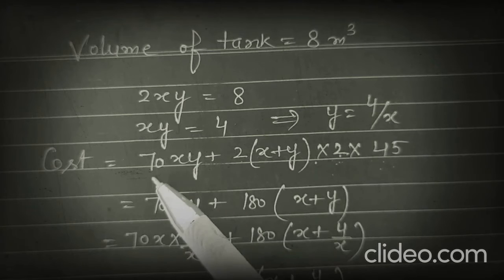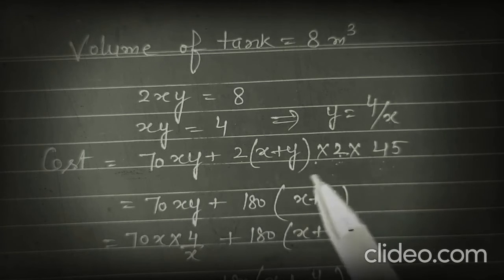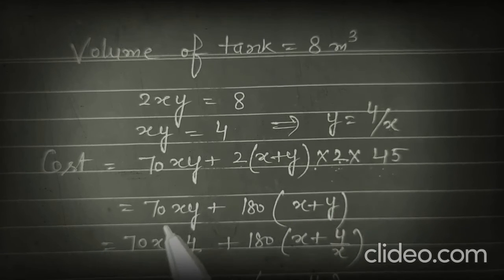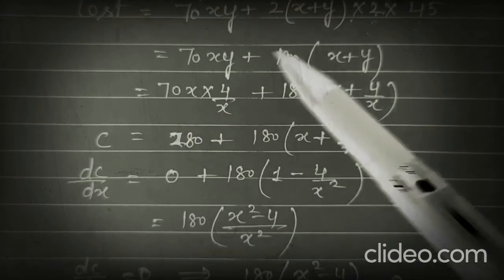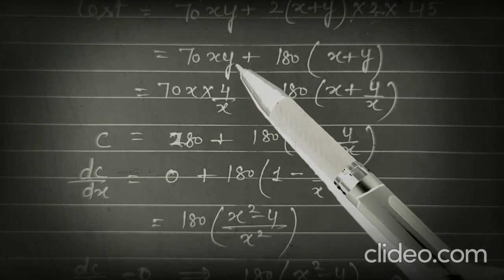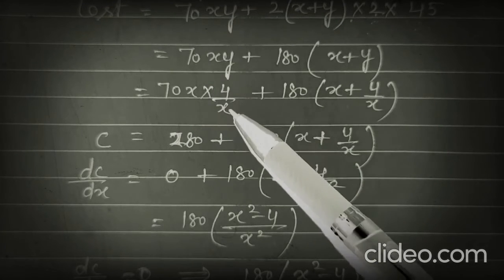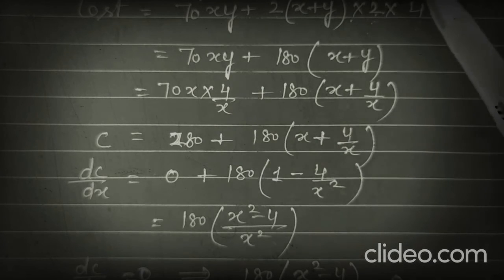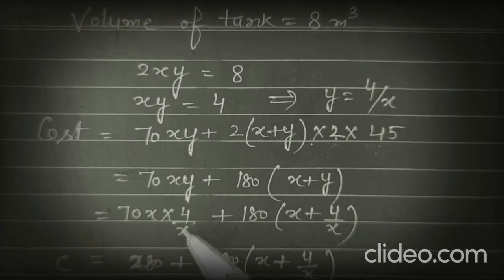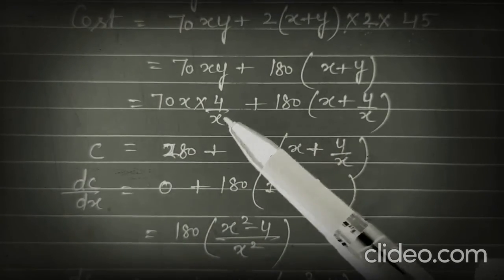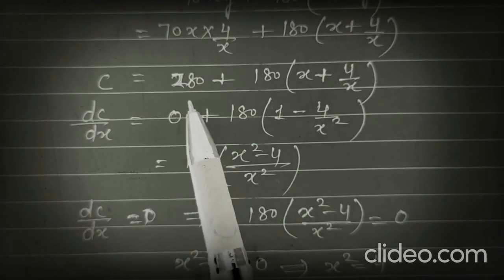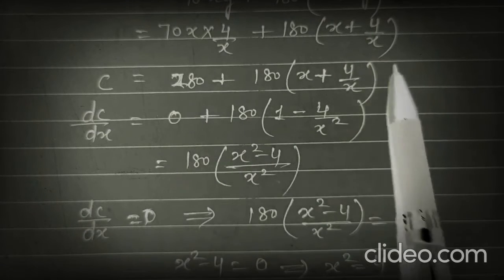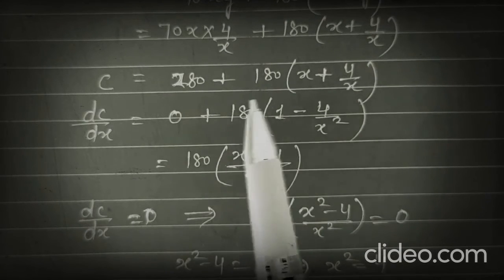So what is the total cost? This is the money for the base and this is the money for the sides. So it is 70xy plus 45 into 2 into 2, which is 180, into (x plus y). But here x and y are both variables, so firstly we will change this into one variable. We know y is 4 upon x. Putting that in, it will be 70x into 4 upon x plus 180 into (x plus 4 upon x). After solving this we get the cost C, and we have to show that this has a minimum value.